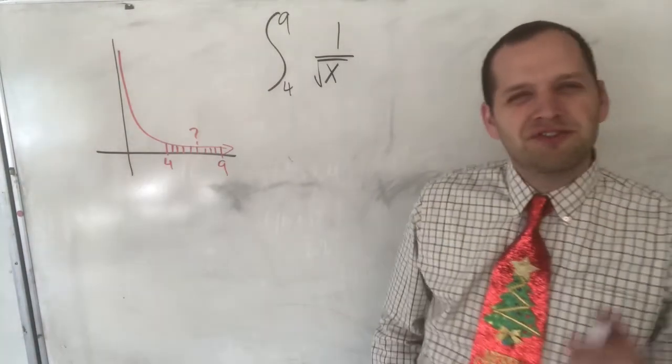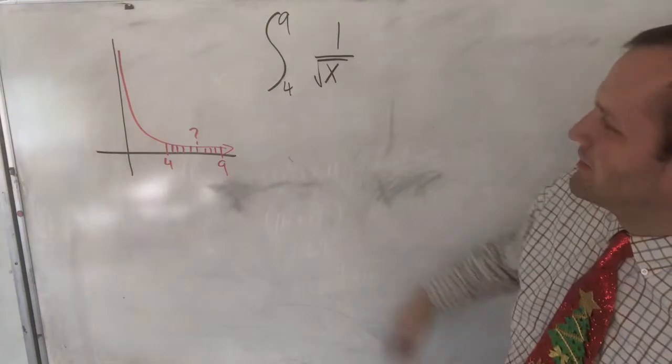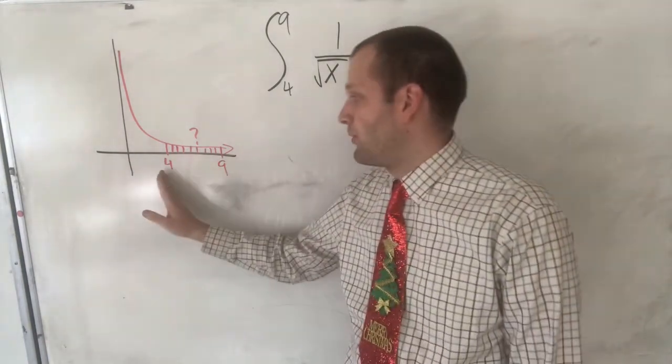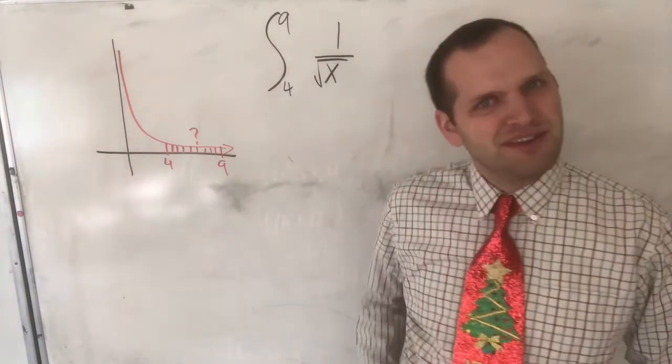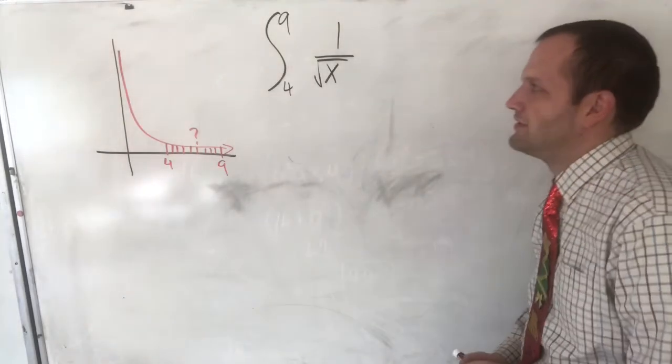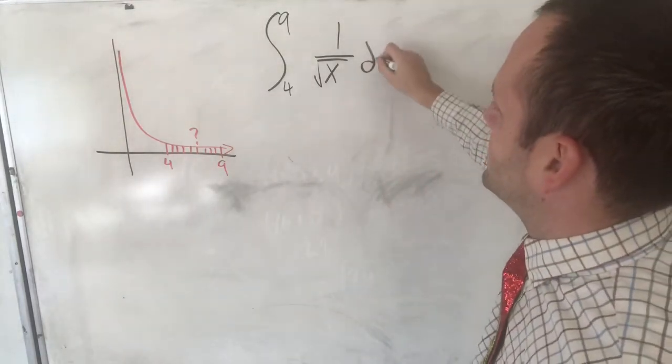All right, I want you to try this one. What is the area under the curve of the equation 1 divided by the square root of x from 4 to 9? What is that area? Give it a try. All right, you should have paused the video. You should have your answer by now. I did forget the dx there. I am sorry.